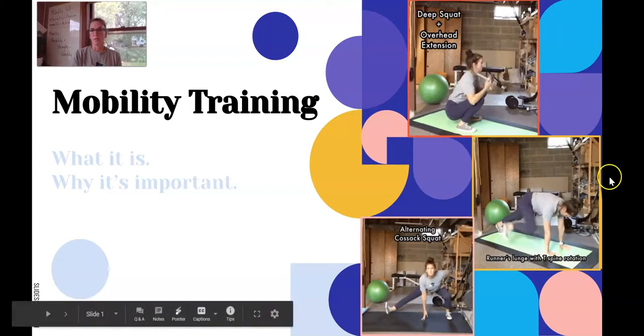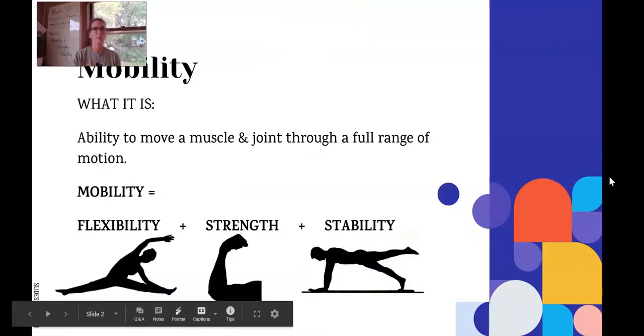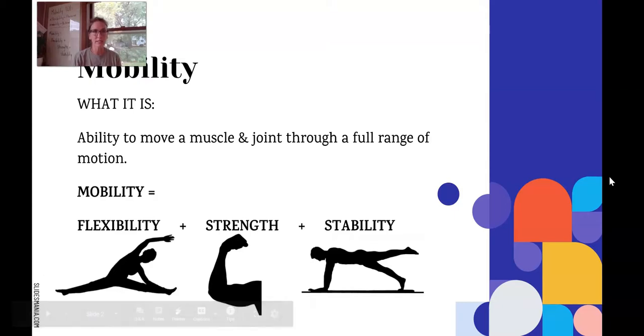All right, so we are going to talk quickly about what mobility is. Mobility is the ability to move a muscle and joint through a full range of motion, okay? Now, when you're doing that, you are physically moving it yourself. Your muscles are actually doing the work. I'm not grabbing my foot to try to stretch my hamstrings, okay? I'm not taking my hand against my arm to pull it across.